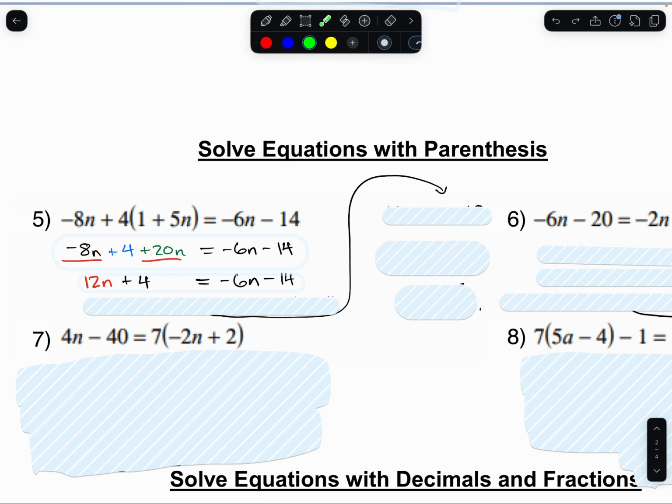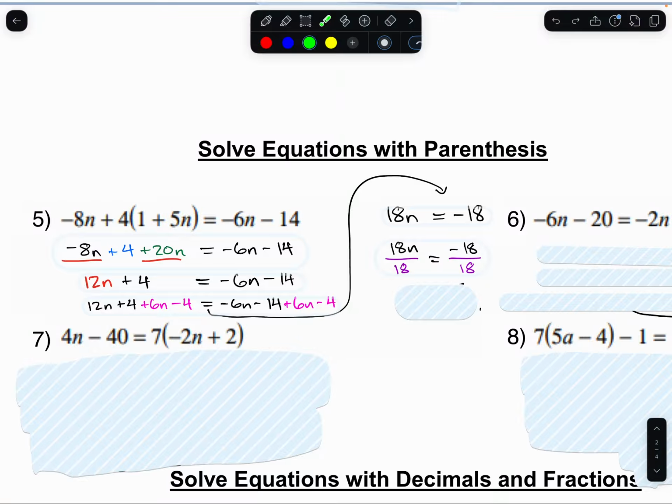There is a variable on both sides, so we could subtract 12n from both sides, or we could add 6n to both sides. In this case, I added 6n, and I also subtracted 4. And that way, we have the n term just on the left side and the constant term on the right. Divide both sides by 18 to get n by itself, and n should be negative 1.